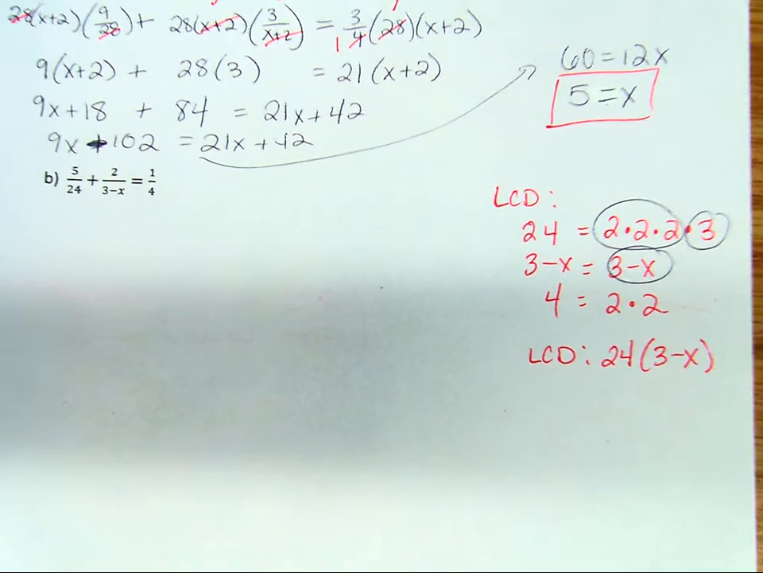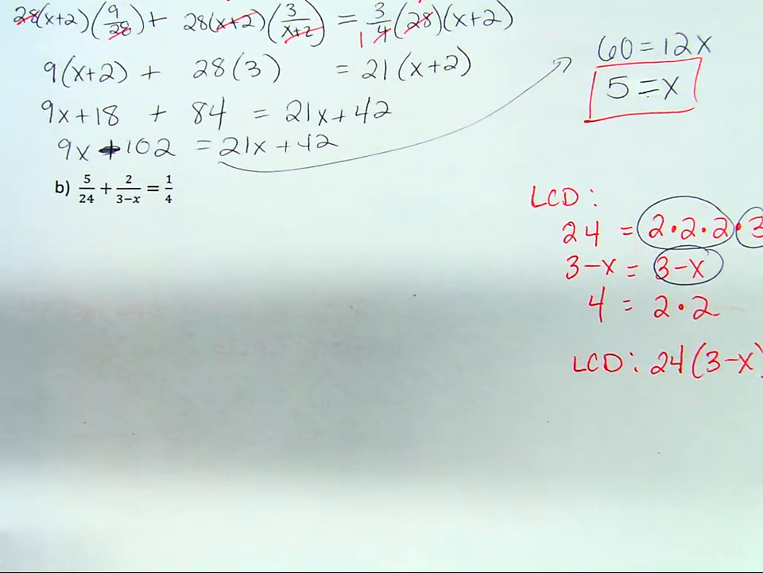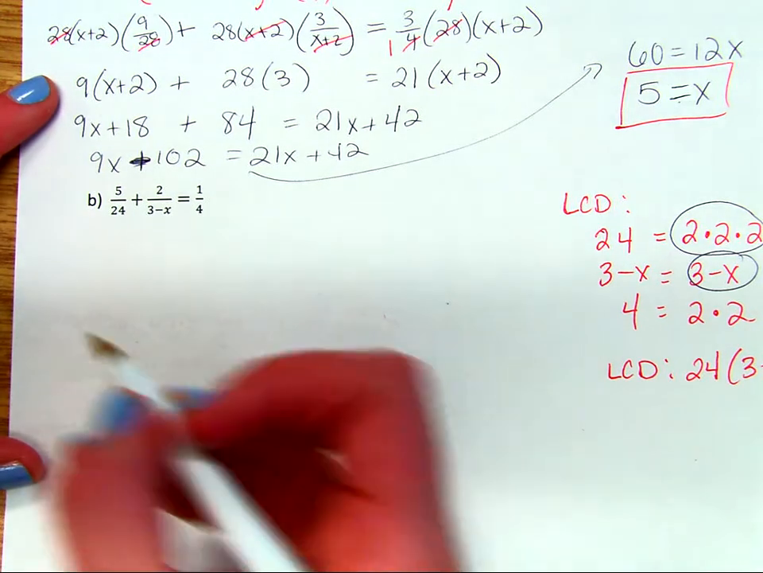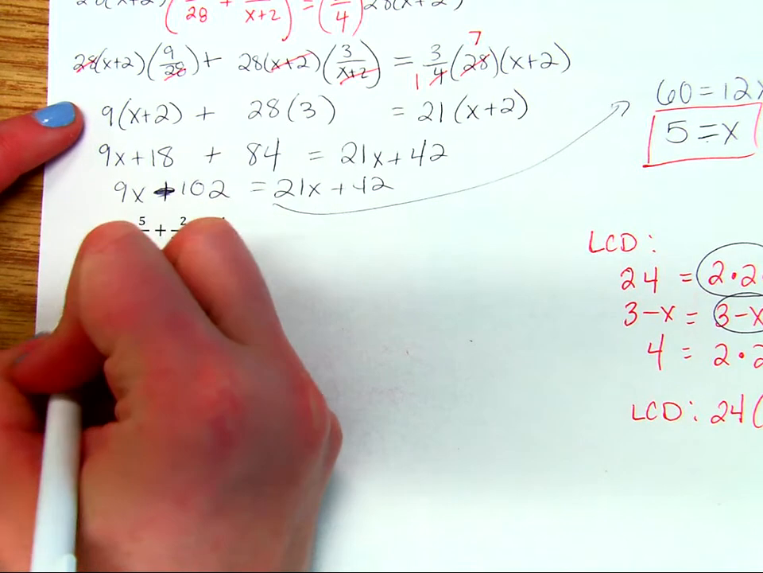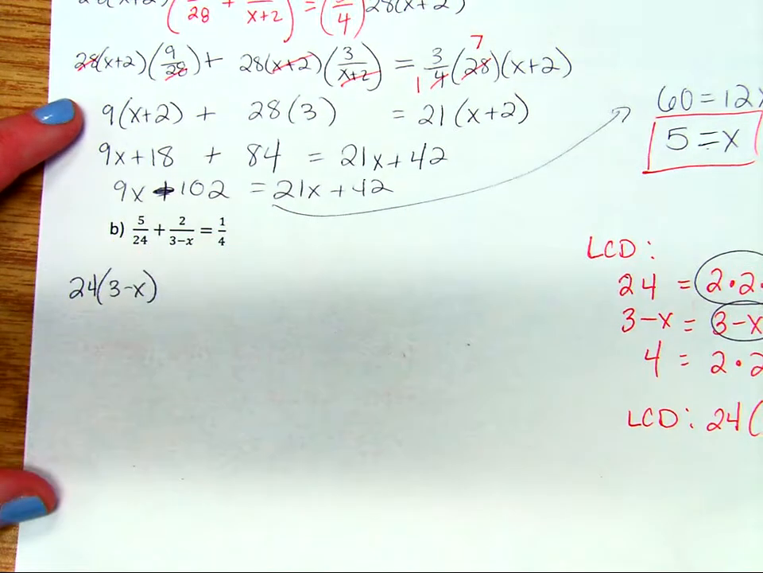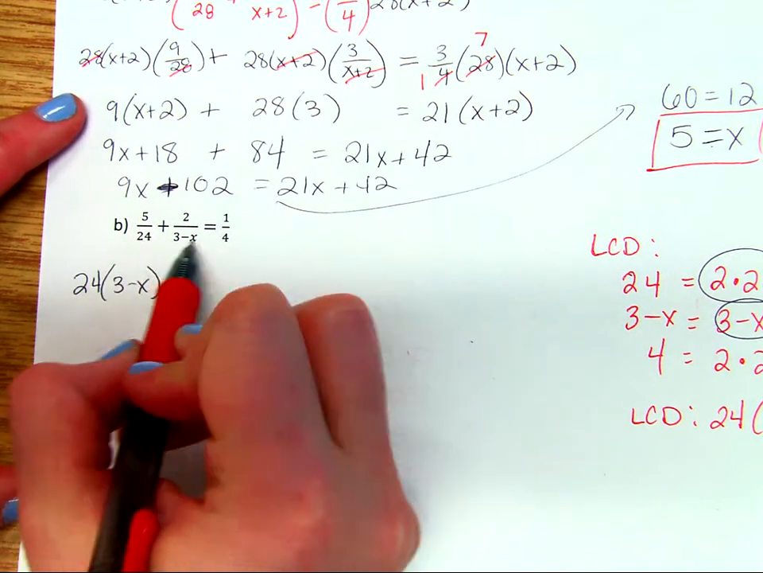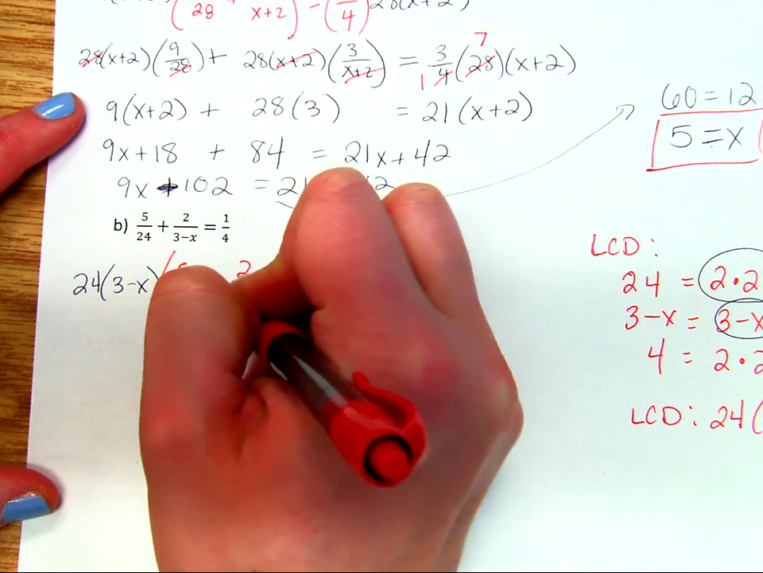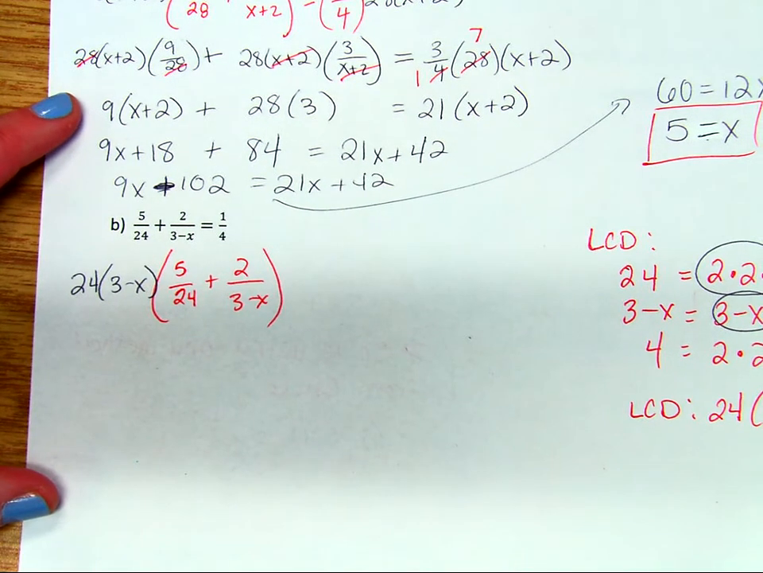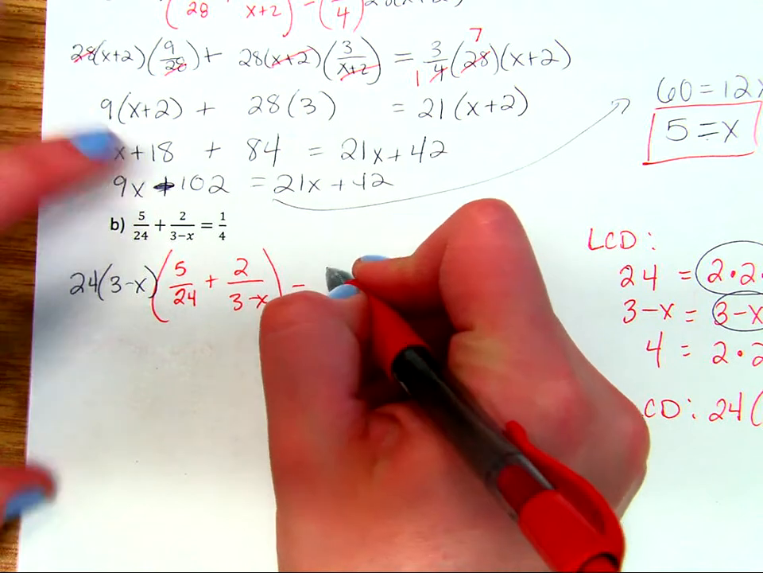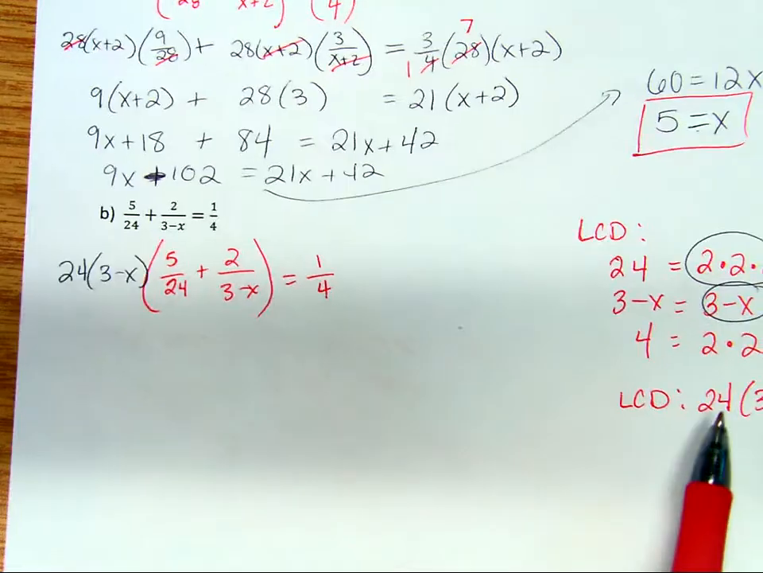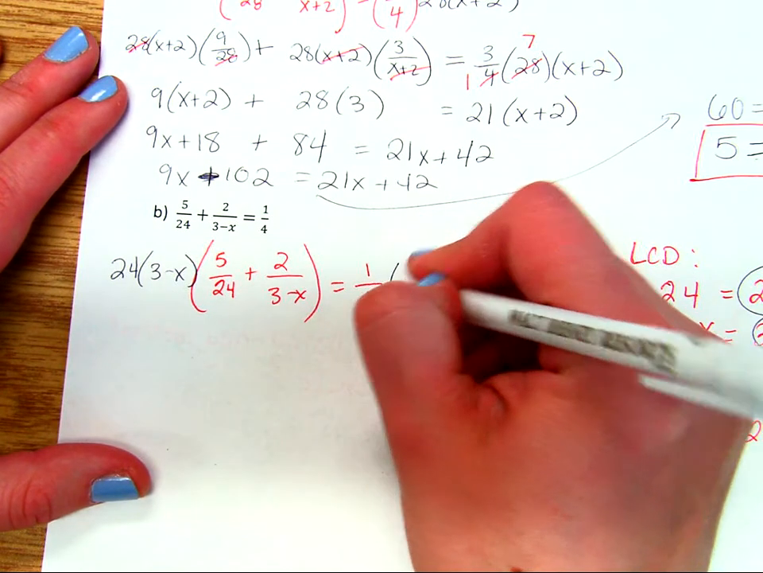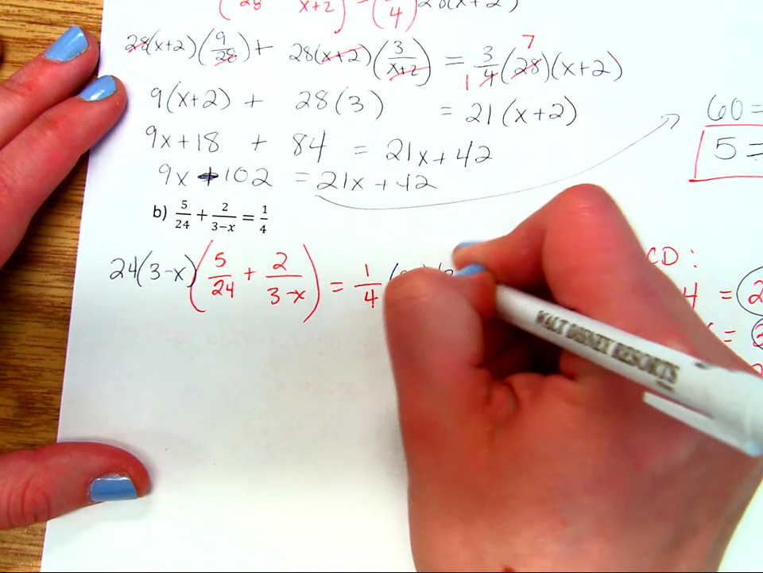So if I multiply each of my fractions by that, I should be able to eliminate all fractions from my problem. So let's try it. I'm going to have 24 times 3 minus x, and I'm going to multiply that with the entire left side. So that was 5 over 24 plus 2 over 3 minus x. Okay, that's the left side of my equation. I'm going to set that equal to 1/4, which I need to multiply by my least common denominator, 24 times 3 minus x.